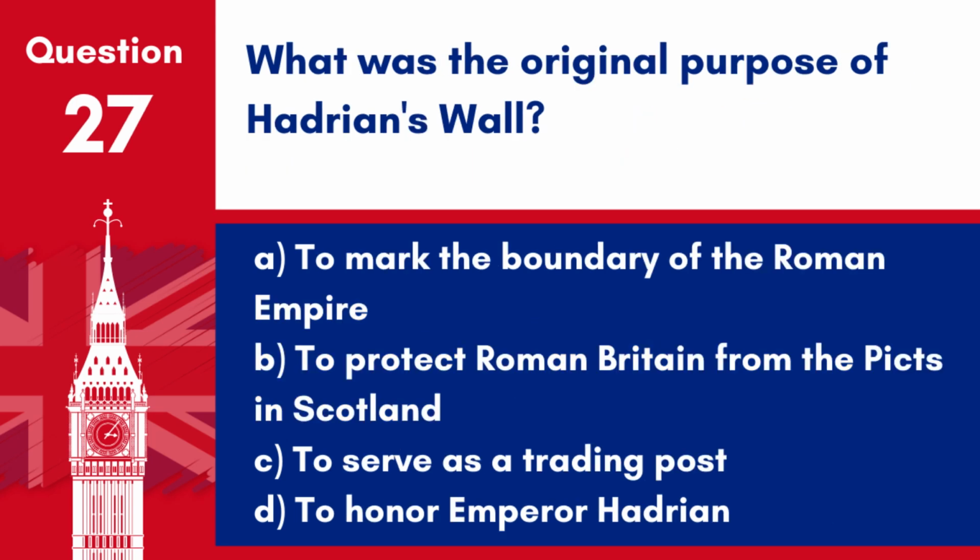Question 27. What was the original purpose of Hadrian's Wall? A. To mark the boundary of the Roman Empire. B. To protect Roman Britain from the Picts in Scotland. C. To serve as a trading post. D. To honour Emperor Hadrian.